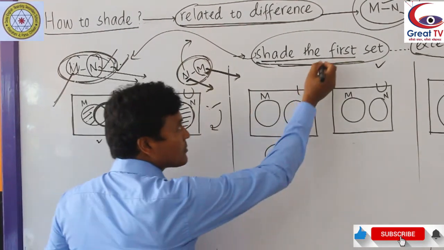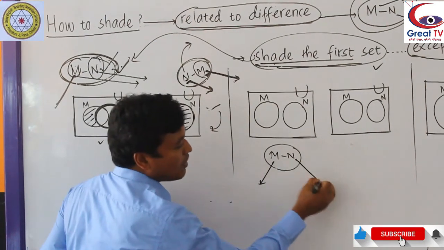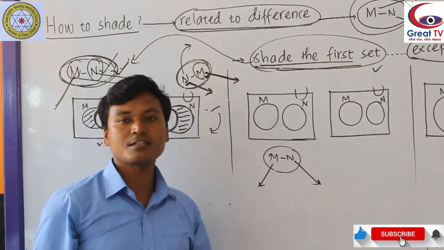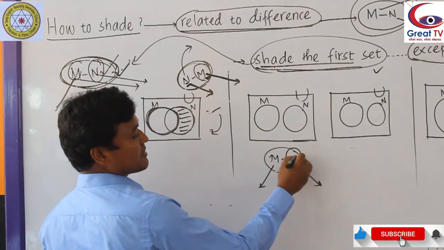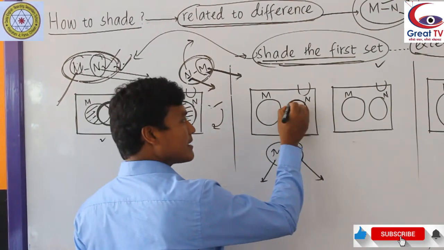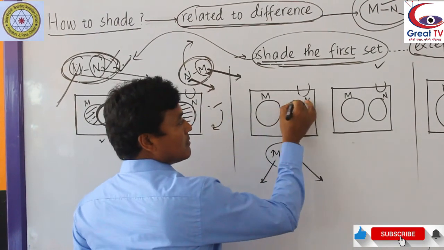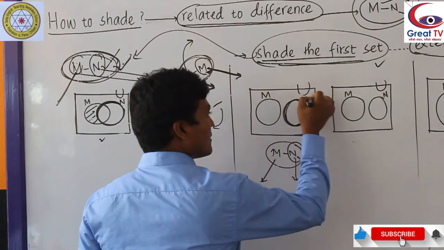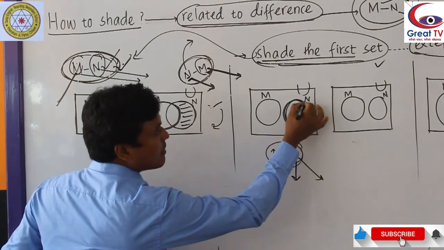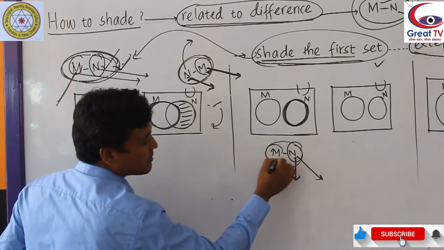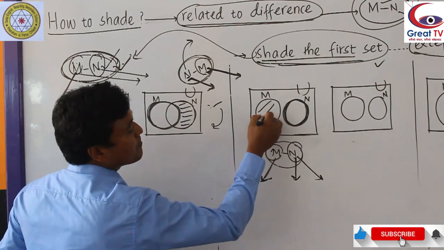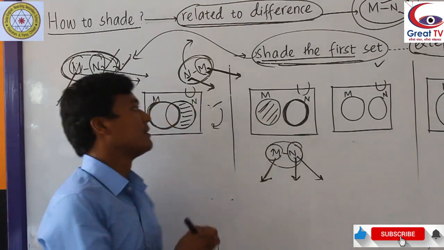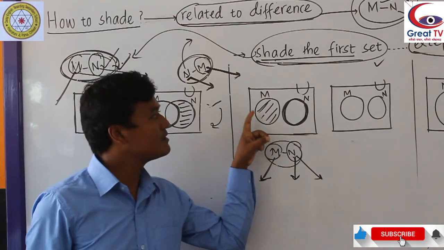It means, according to our rule, shade the first set, don't shade the second set. It means shade the first set, except the second set. That means except the second set. This is the circle for the first set, this is the circle for the second. So don't shade the second set. We have to shade the remaining part of the first set. Here all parts of the first set are remaining. This shaded region gives the set difference.